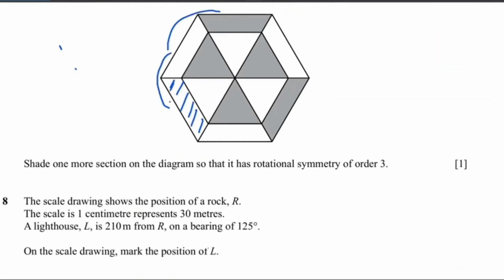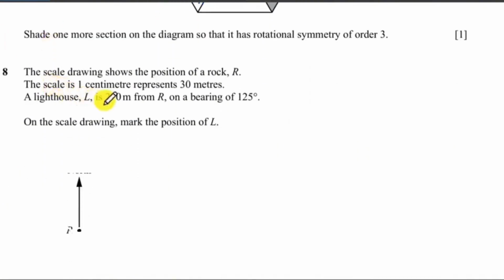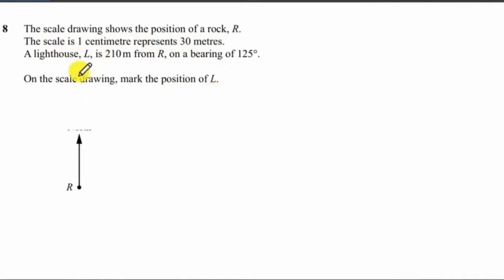Question 8. The scale drawing shows the position of a rock R. The scale is 1 centimeter represents 30 meters. A lighthouse L is 210 meters from R on a bearing of 125 degrees. On the scale drawing, mark the position of L. So here you need to use your protractor, and you need to use your ruler, pencil, and compass.